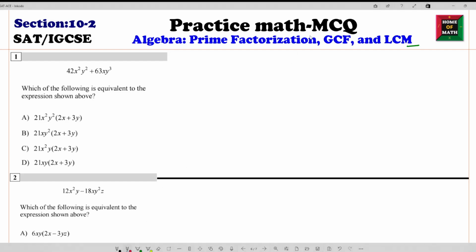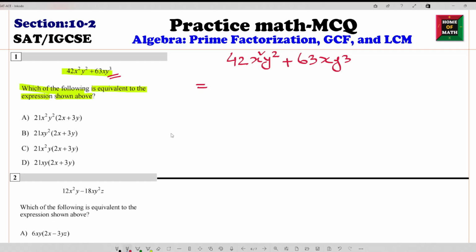In this video we are going to solve some MCQs on prime factorization, GCF and LCM. Let's start. First question: 42x square y square plus 63xy cube. Which of the following is equivalent to the expression shown above? First we have to simplify this expression and we will take any one option which is similar.